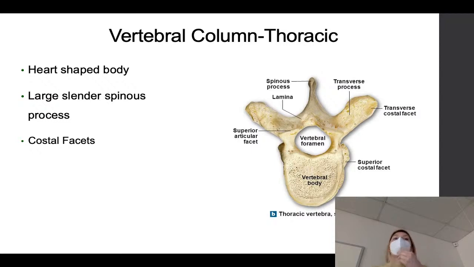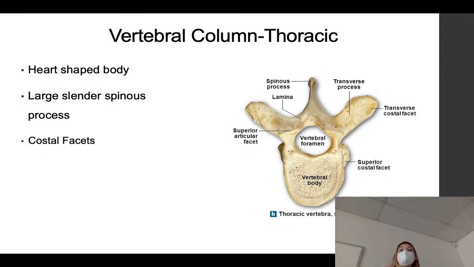So they're going to have a large, very slender spinous process. So you can see their spinous processes tend to be a little more skinny coming down, and often a lot of theirs actually come skinny and project down inferiorly versus going straight out.